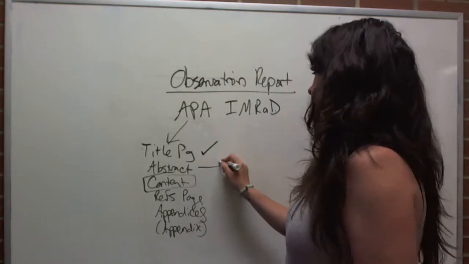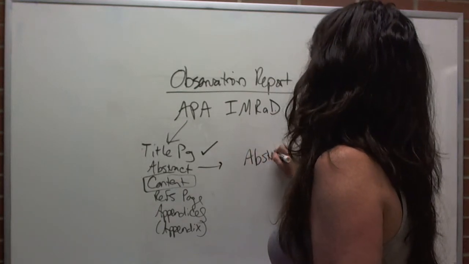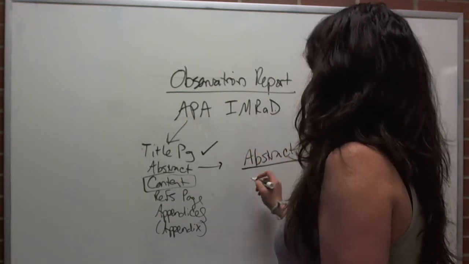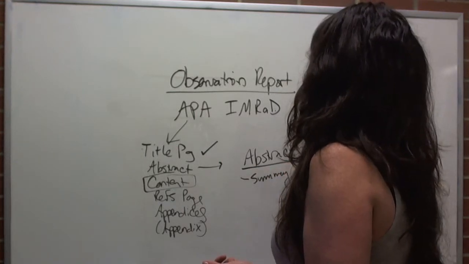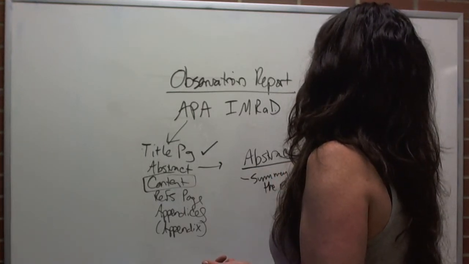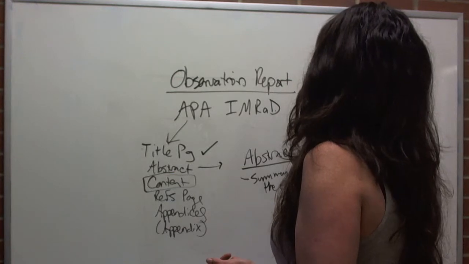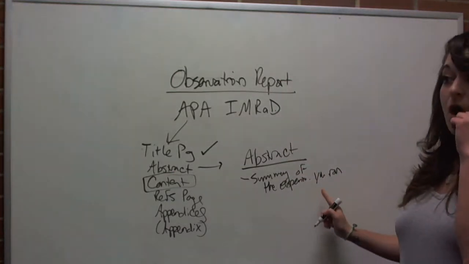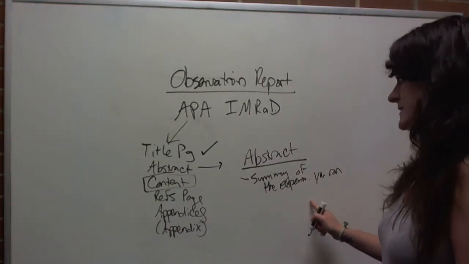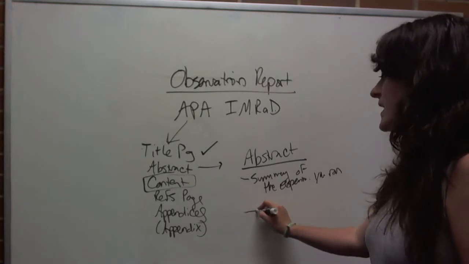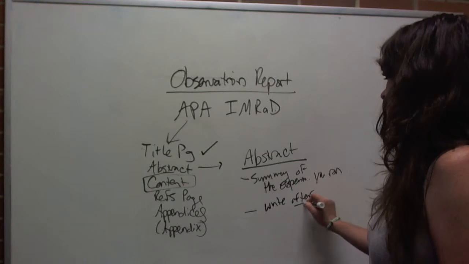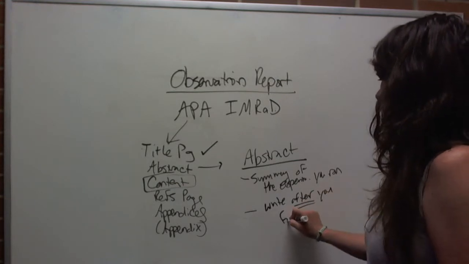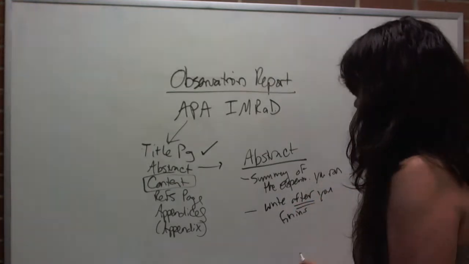Abstract page, let's pull this out for a little bit, okay? All right, abstract page overall is a summary of the experiment you ran, okay? Now, this is overall what an abstract is, okay? To write an abstract, you write it after you finish, whoop, that is not how you spell finish.